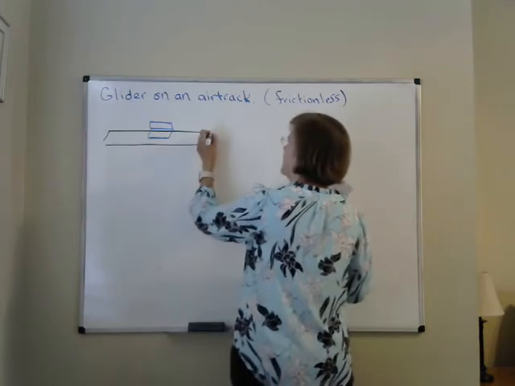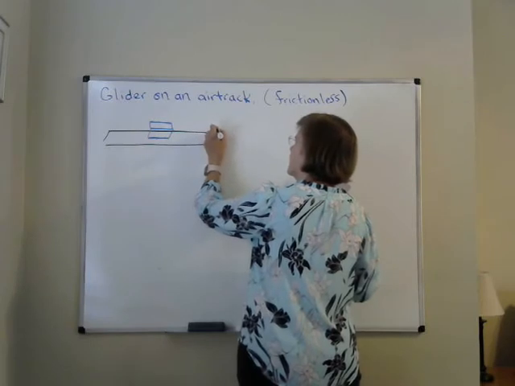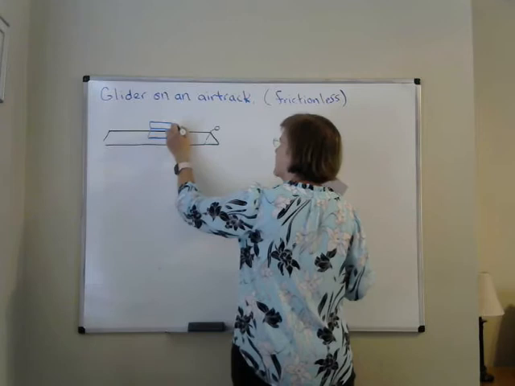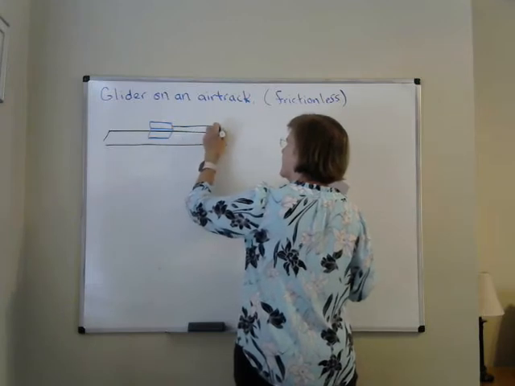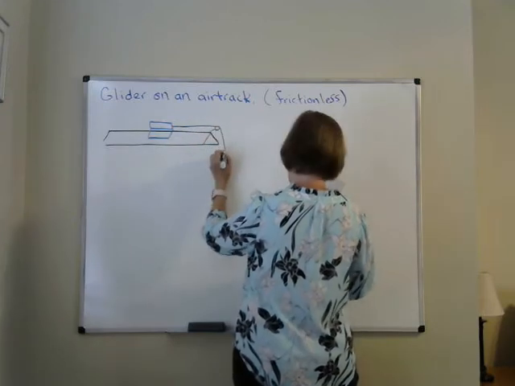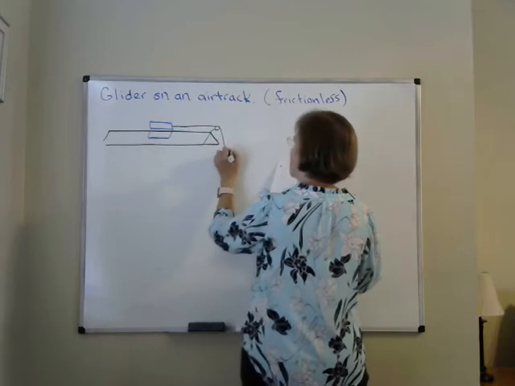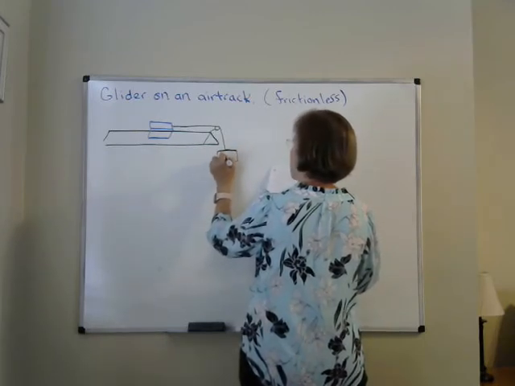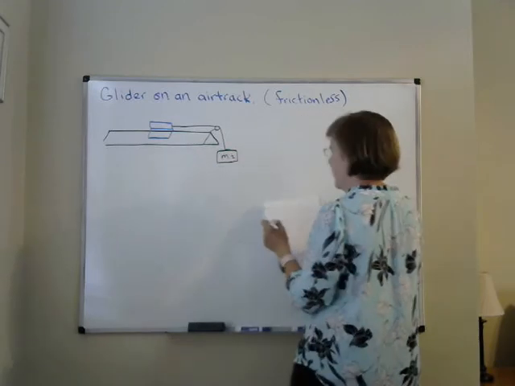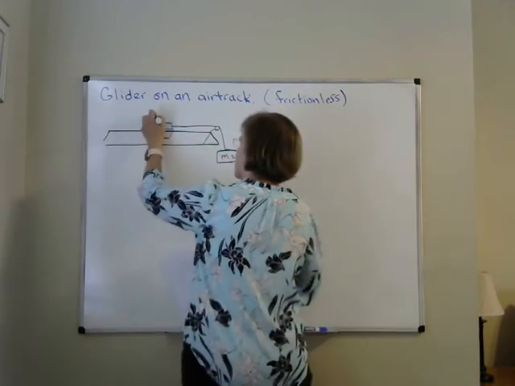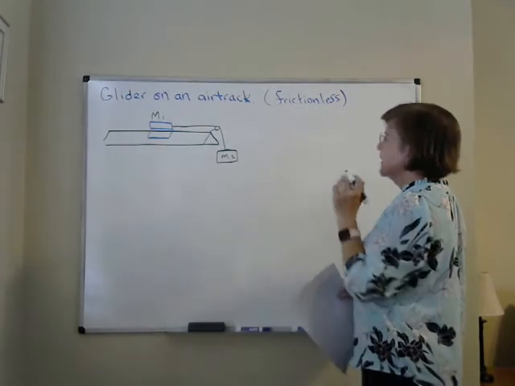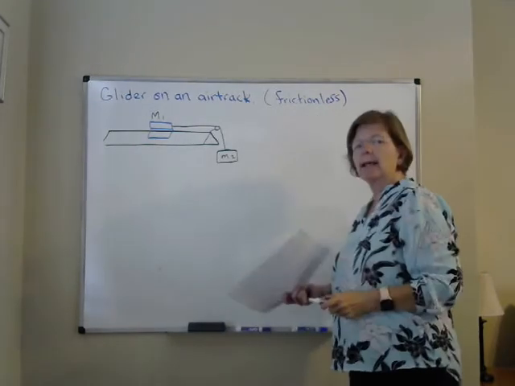So here's the pulley. Here's a string, nice and parallel. And then here's some mass. We're going to call this mass 2. We're going to call this mass 1. We've got 2 different masses. The pulley is frictionless and ideal.